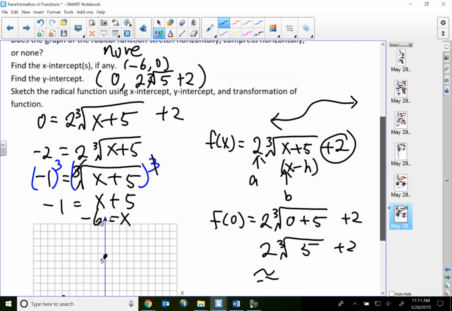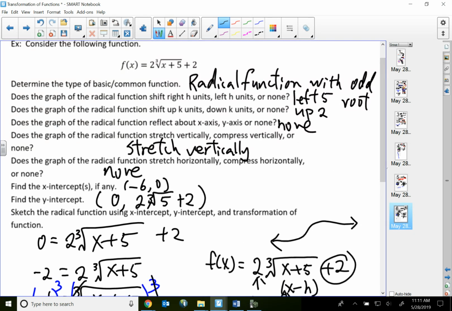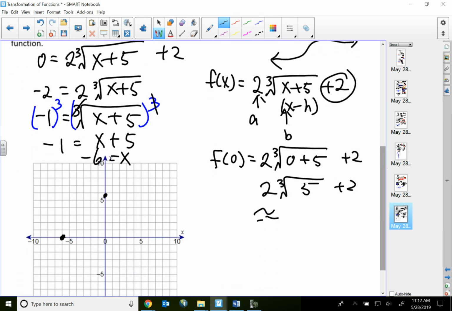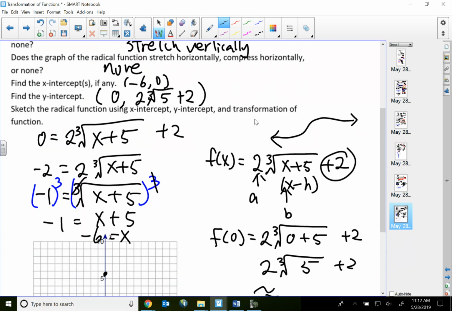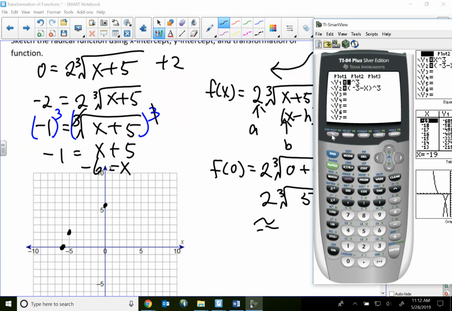I don't have any reflection, so the picture will still look like this, but it's just going to be shifted left 5 and up 2. Left 5 and up 2. So this is 1 point on the graph. To know exactly what this looks like, let's still graph this function so I can draw my pictures more accurately.